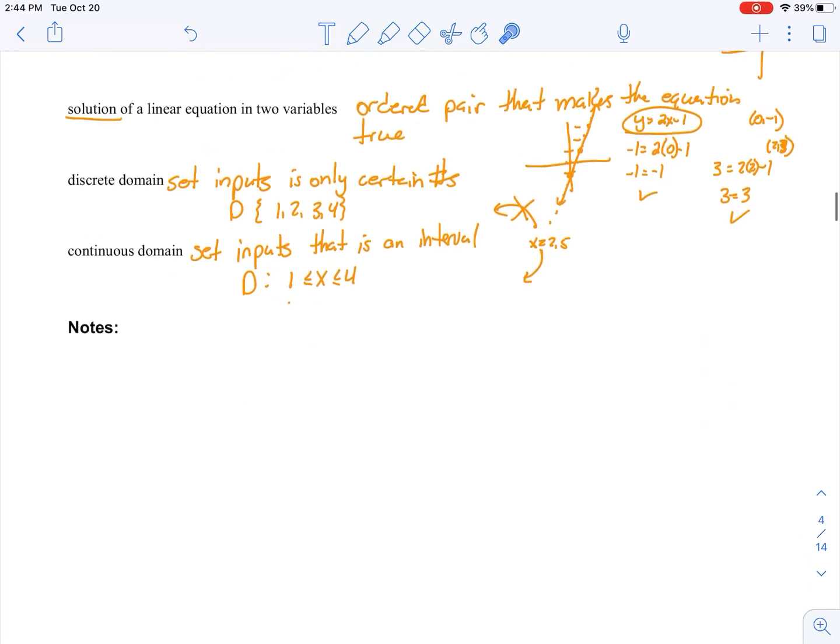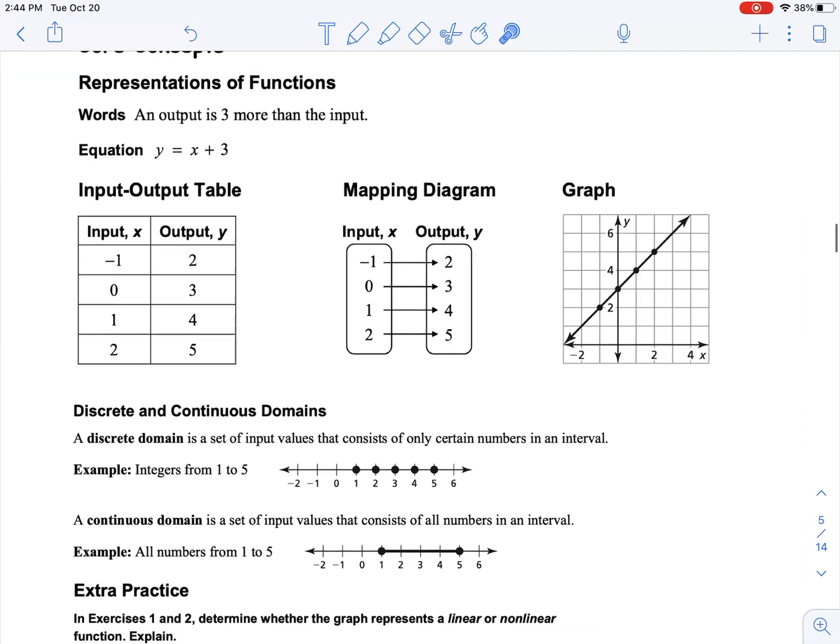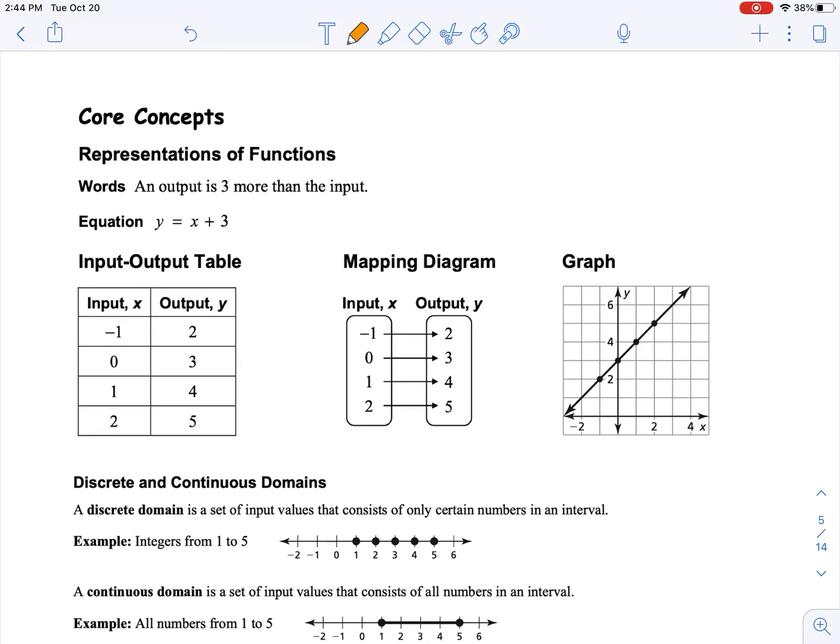So again, a continuous domain versus a discrete domain, and we'll just talk our way through those when we get there, okay? So again, we're going to go back to functions, a review of function. Each x has its own y, so we can see that negative 1 is mapped onto 2, 0 is mapped onto 3, 1 is mapped onto 4, 2 is mapped onto 5.